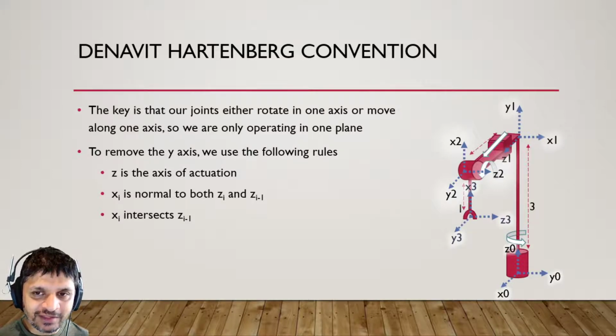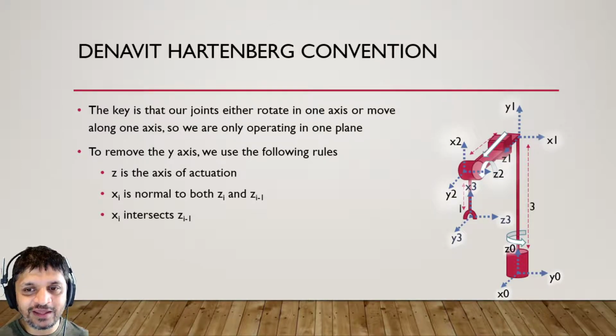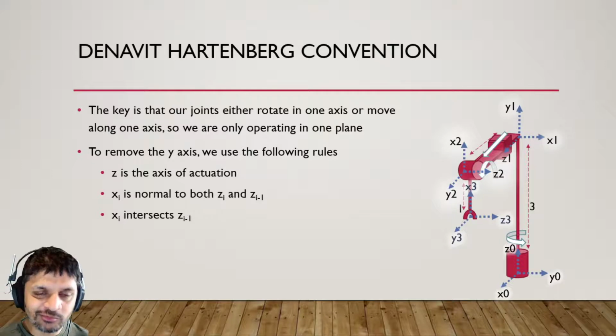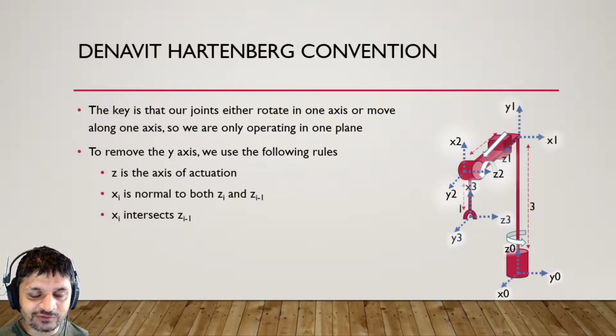So because that's the case, we can pick which plane we're operating in, and we choose to operate in XZ, right? The plane XZ, which means we want to remove Y from our system. And how we do that is by introducing some rules. So remember, Z is the axis of actuation. That is exactly as it was before. The joint will either extend along Z or rotate around Z.